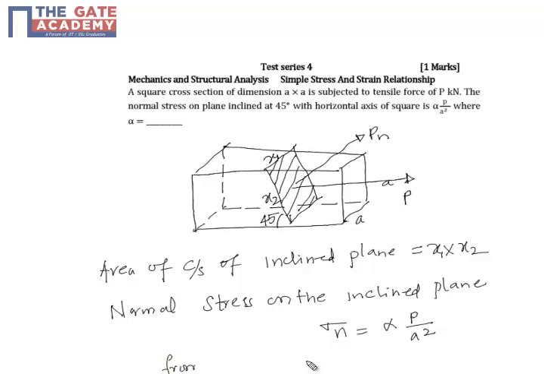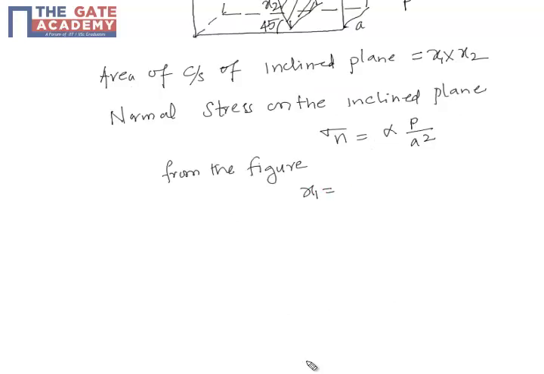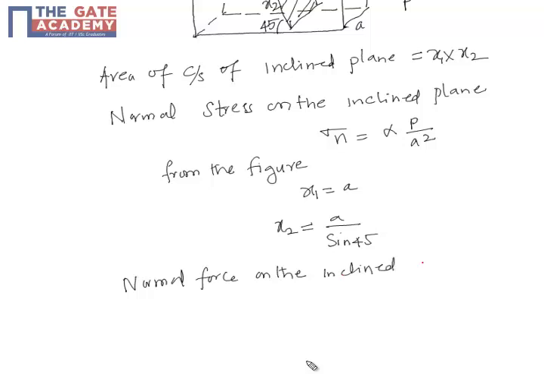From the figure, we have x1 is equal to A and x2 is equal to A by sine 45. Because when you take sine 45, it is opposite by hypotenuse. So x2 is the hypotenuse, the inclined section, and we have normal force on the inclined plane Pn is equal to sigma n multiplied by x1 into x2.